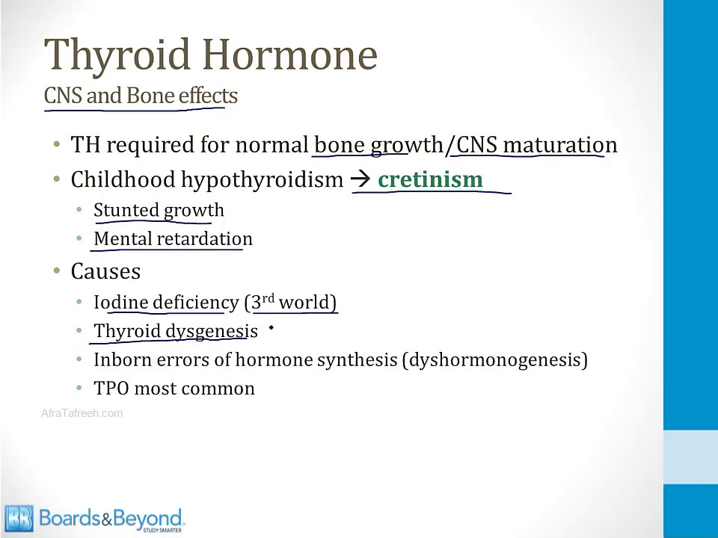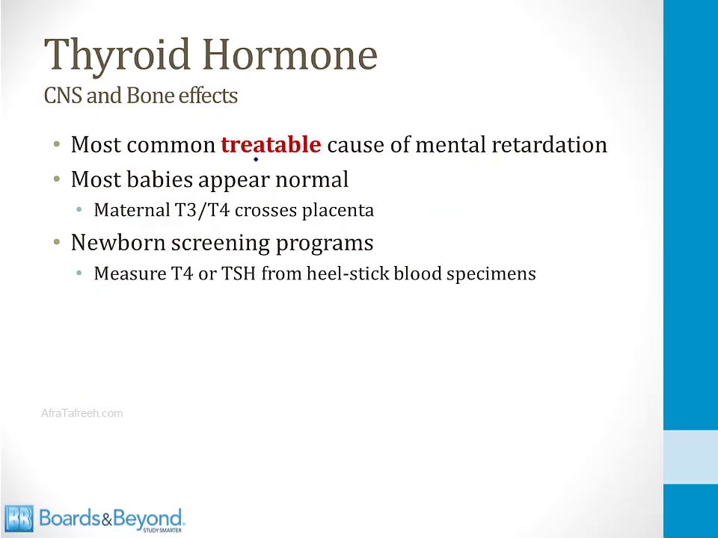And then finally, there are very rare inborn errors of hormone synthesis. This is called dyshormonogenesis. The most common inborn error is an error in producing the enzyme thyroid peroxidase. If you don't have a normally functioning TPO enzyme, then you can't make thyroid hormone, and that can lead to cretinism. Cretinism is the most common treatable cause of mental retardation. Most forms of mental retardation are not treatable, but if you identify hypothyroidism in a baby, you can supplement thyroid hormone and they will never go on to develop mental retardation.